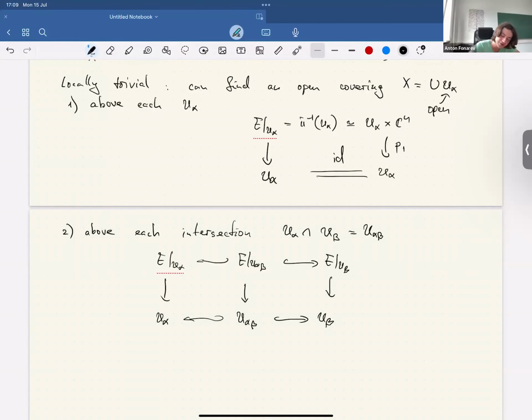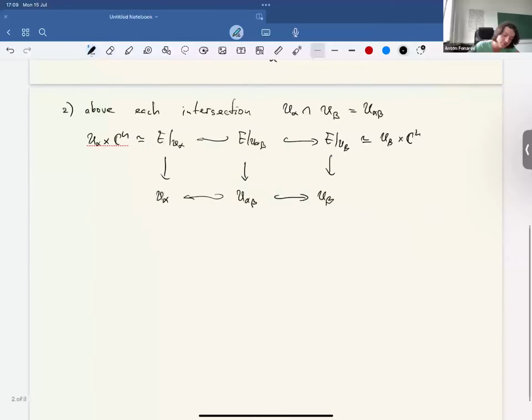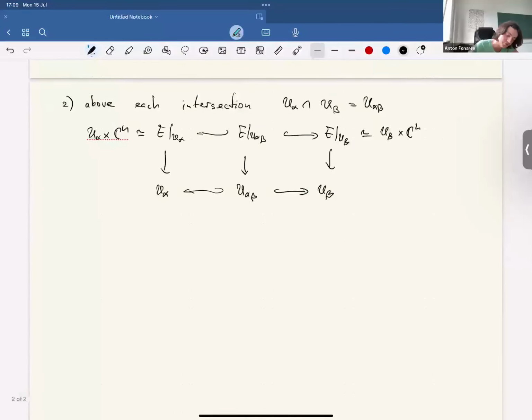So what we have now is a certain isomorphism of U beta times Cn, and here you have another isomorphism of U alpha times Cn this time. I'm sorry for those who know the stuff already, but since we're going to vastly generalize it soon, or see how it works in algebraic geometry, this is necessary to remember. This is the first projection, and this is the second projection.